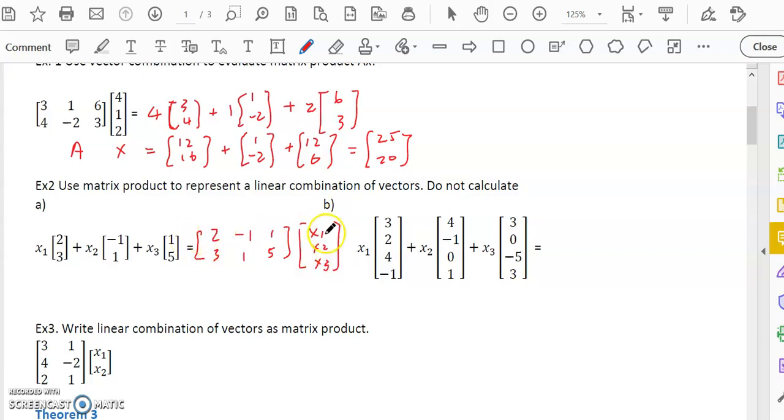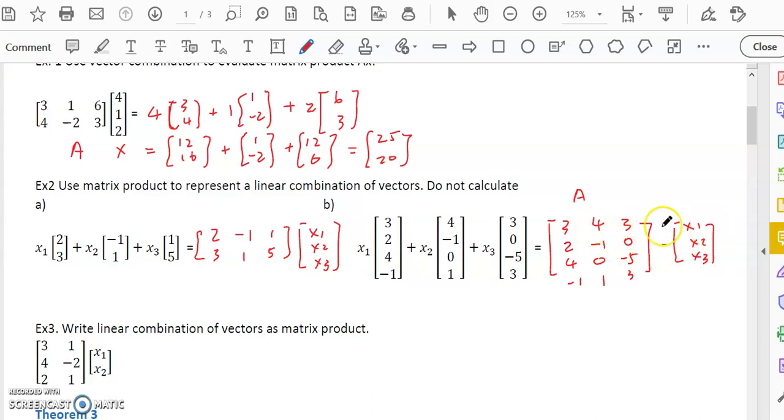So 2 rows for the matrix A, but 3 rows for the weights. And then this is a linear combination of 3 vectors of entry 4. So my column A would just copy 4, -1, 4, -1, 0, 1, 3, 0, -5, 3, and then multiply by the 3 entries, x1, x2, x3.